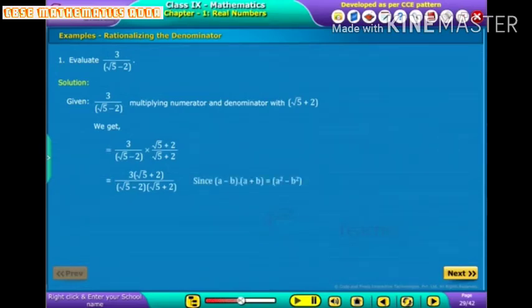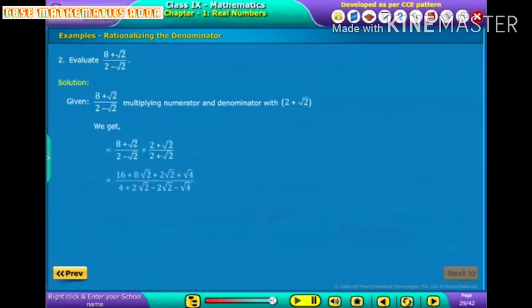Since here, the denominator is in the form of a minus b into a plus b, we can write it as a square minus b square. Thus, it is expressed as 3 root 5 plus 6 by root 5 square minus 2 square. By further solving, we get 3 root 5 plus 6.